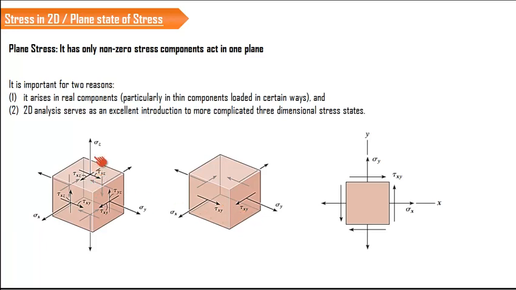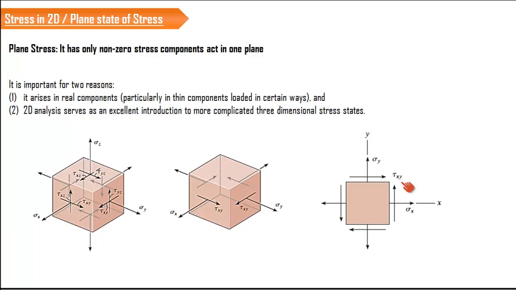If you eliminate the components in the z direction, what is left is the xy plane and the components in the xy plane. So if you draw a two-dimensional drawing from this three-dimensional drawing, it is going to look something like this. You have the x direction, the y direction and the stresses in this particular plane. This kind of stress is called the two-dimensional state of stress.